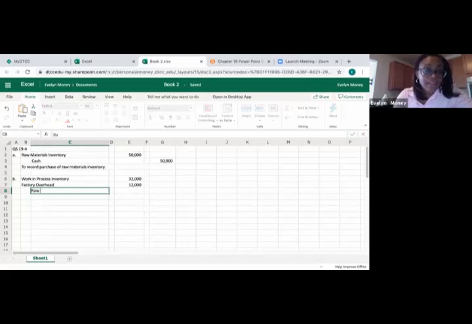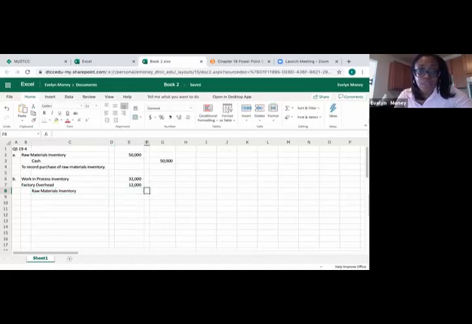And then the credit is raw materials inventory because that's where we're taking this from.